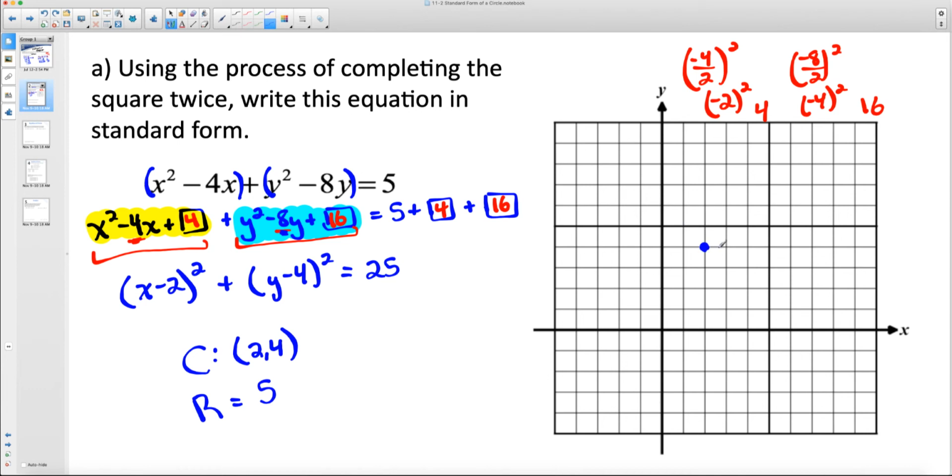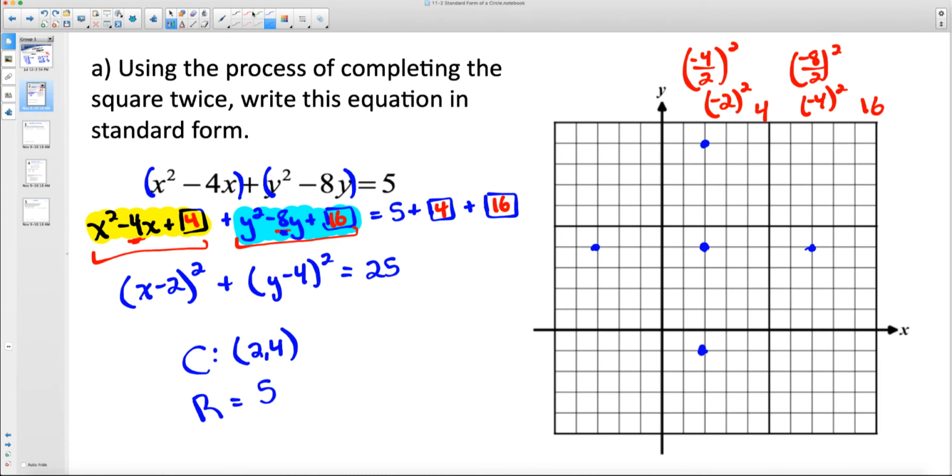So I'm going to plot 4 points. I'm going to go 5 to the right, 1, 2, 3, 4, 5. 5 up, 1, 2, 3, 4, 5. 5 to the left, 1, 2, 3, 4, 5. And 5 down, 1, 2, 3, 4, 5.